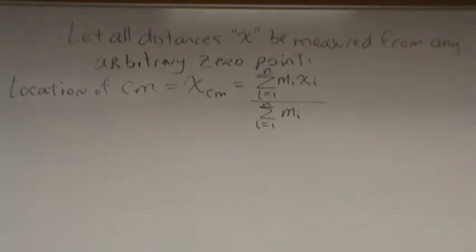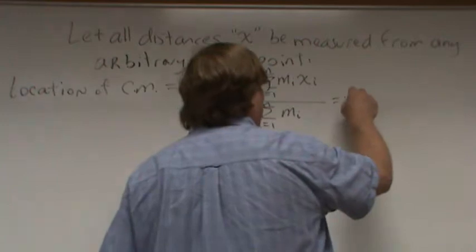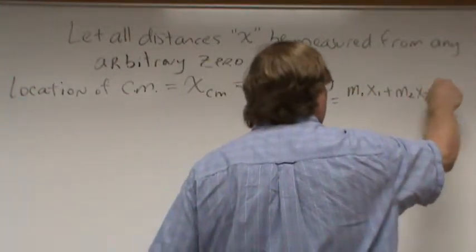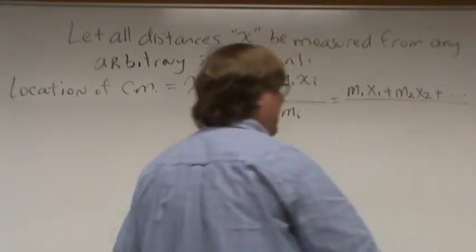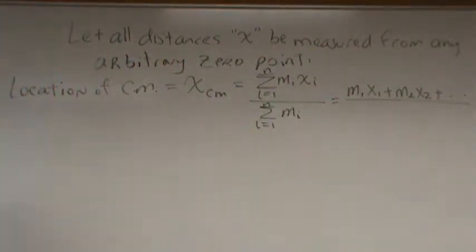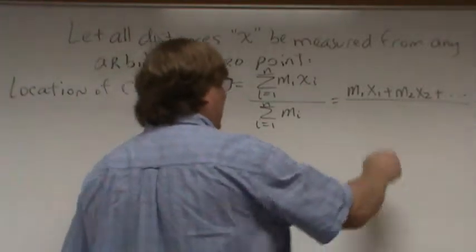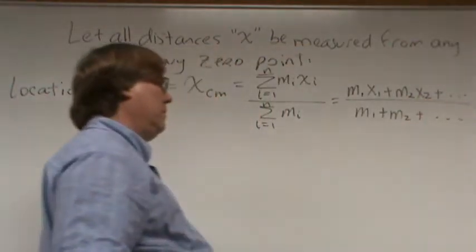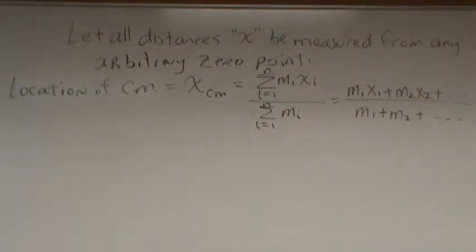Now, most of you probably are not comfortable with sigma notation, so I'm just going to write it out. This is going to be m1 x1 plus m2 x2 plus ... as many objects as you have in your system, that's how many m1 x1s and m2 x2 and m3 x3. And this is going to be over just the sum of the masses. I'm going to do an example of this, and then I'll have you guys do an example.